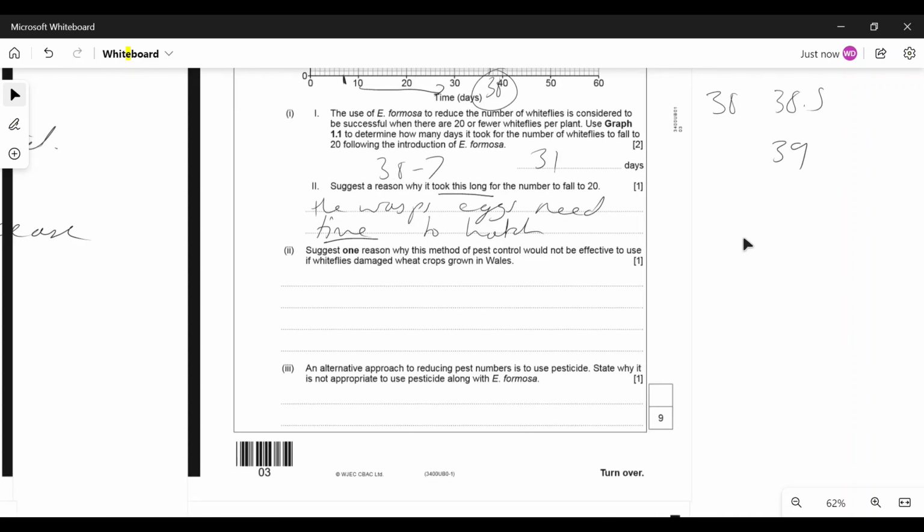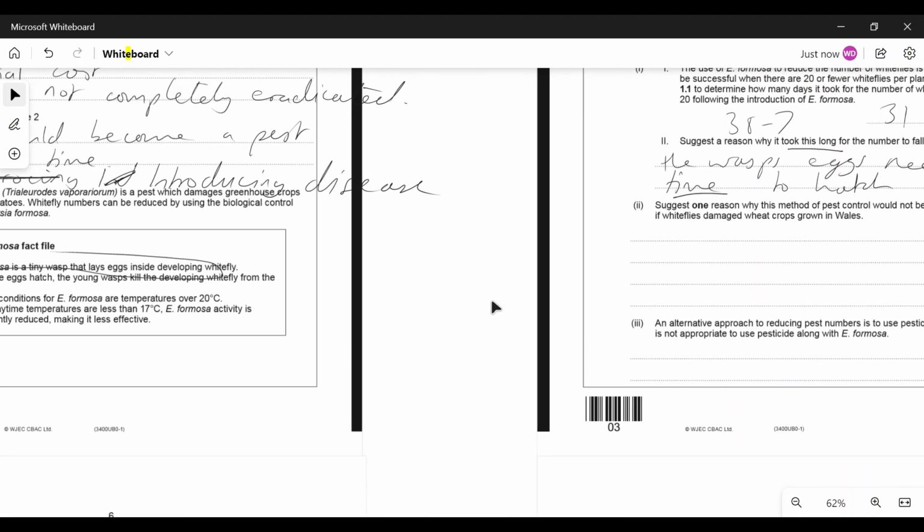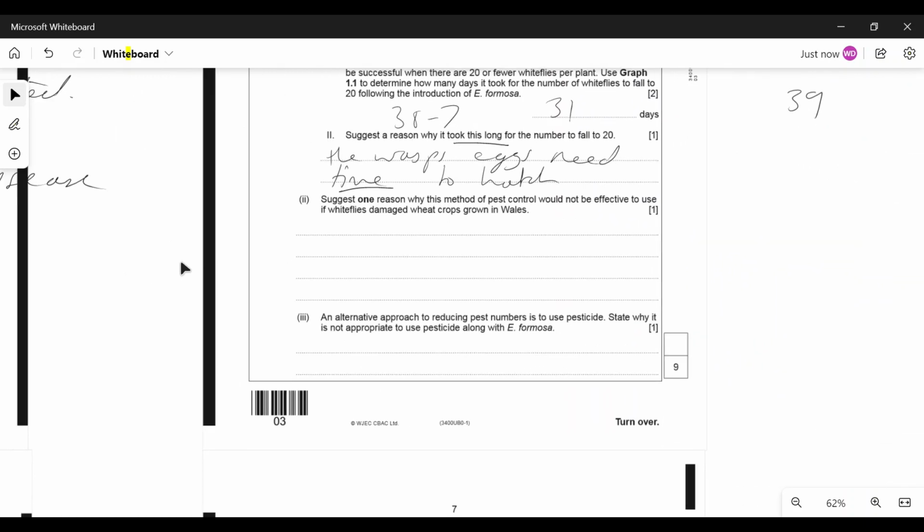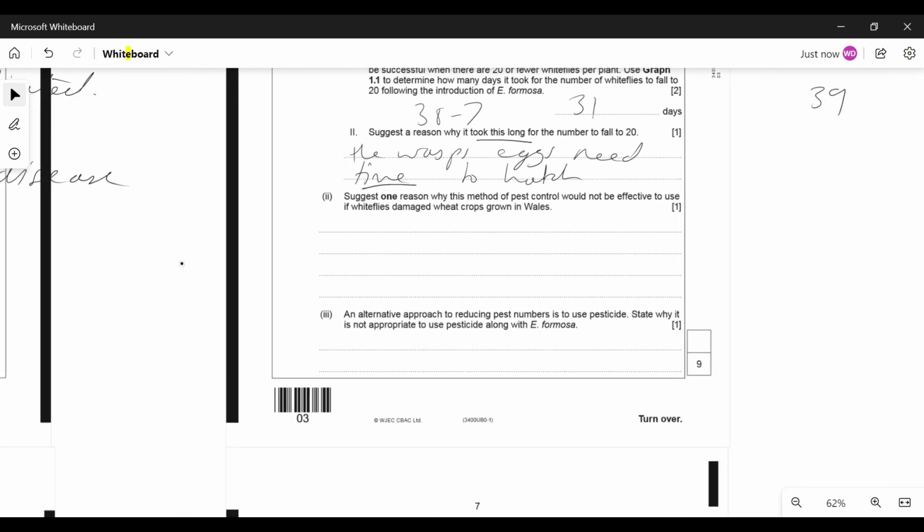Suggest one reason why this method of pest control would not be effective to use if whiteflies damage wheat crops grown in Wales. Okay, it wouldn't be so effective because the optimal conditions are over 20 degrees Celsius. And I don't know if you noticed, it's rarely that warm for that long in Wales, so you could simply put low temperatures in Wales, or the temperature is less than 17 or 20 degrees Celsius, or the weather is too cold. E. formosa is not in a greenhouse, or it could fly away. Are any of the points I could accept.